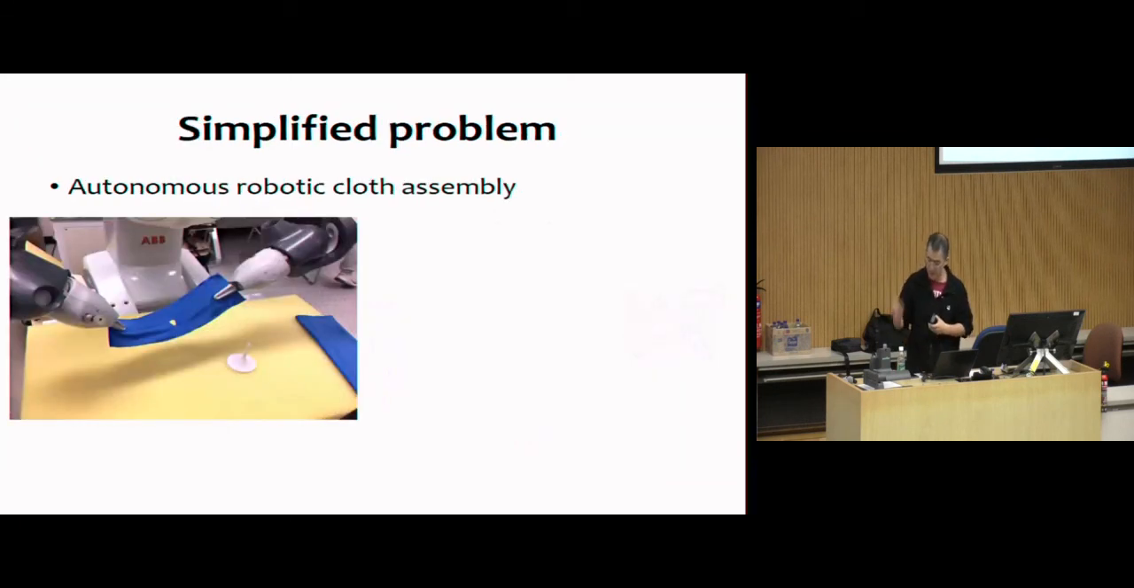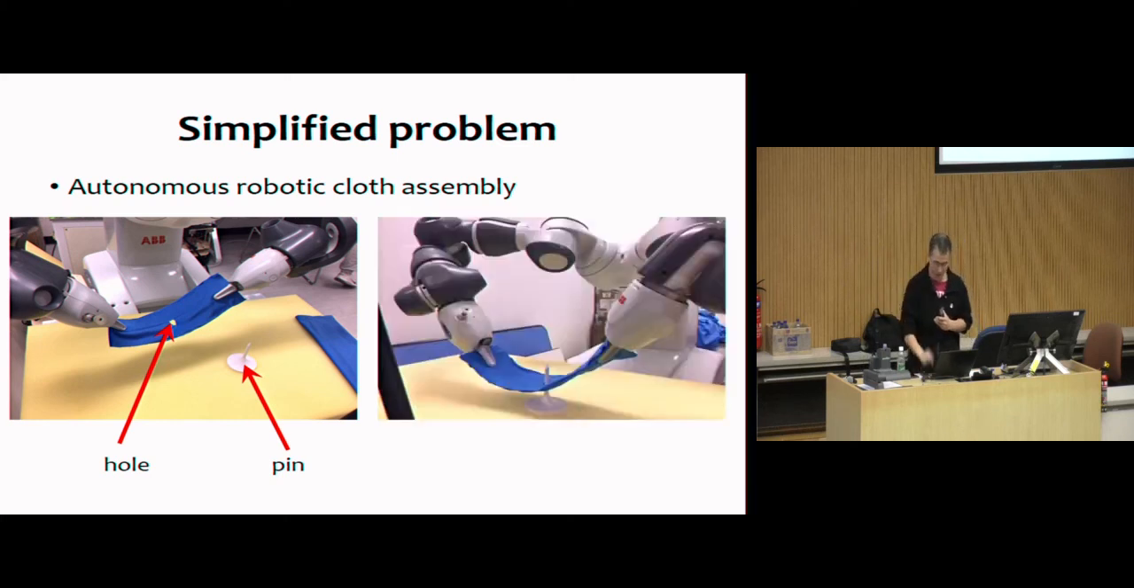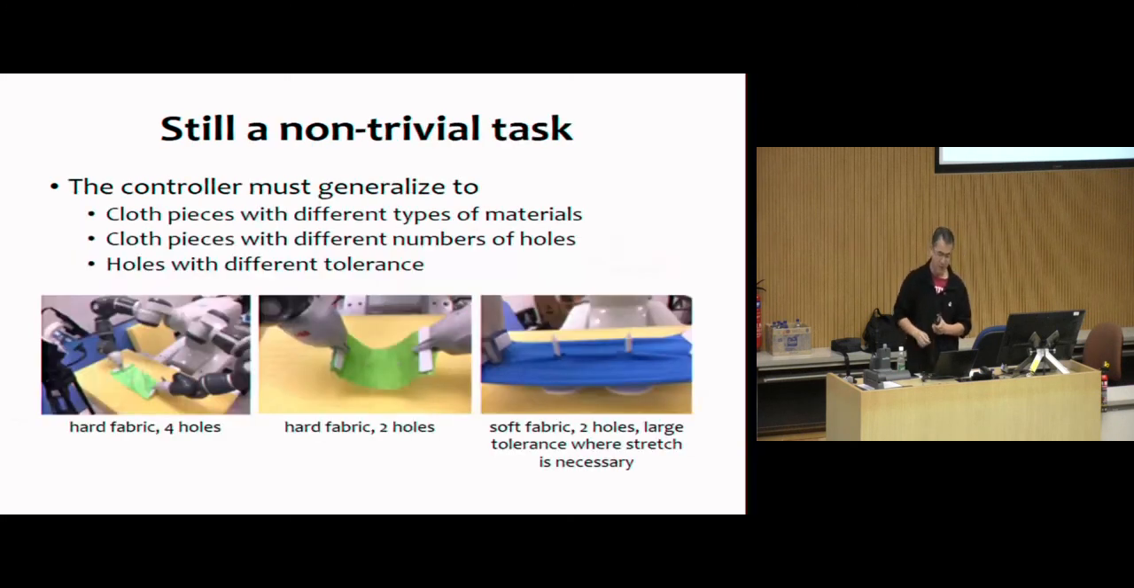In this talk, I'm only going to discuss a simpler version of our problem. We simplify the problem into two parts. Basically, we have some pins on the table, and the clothes have a few holes. Our goal is to insert these holes onto the pins. This is our task, and if we finish that, then that's it. Even though it is simplified, it is still a non-trivial task.